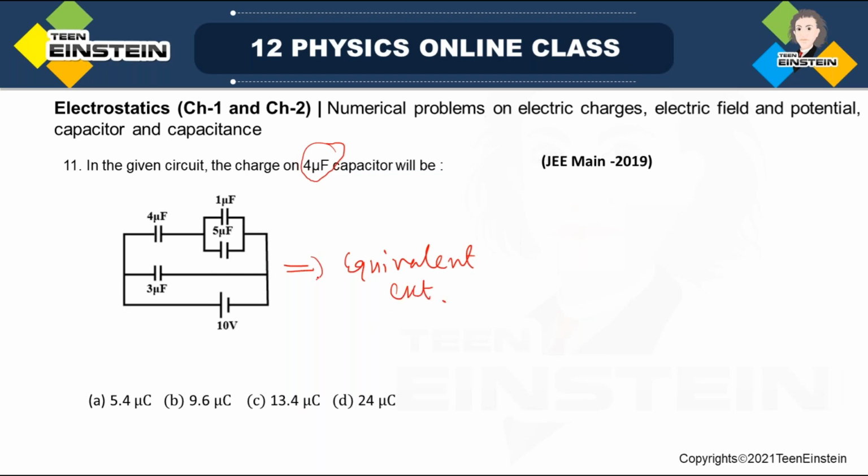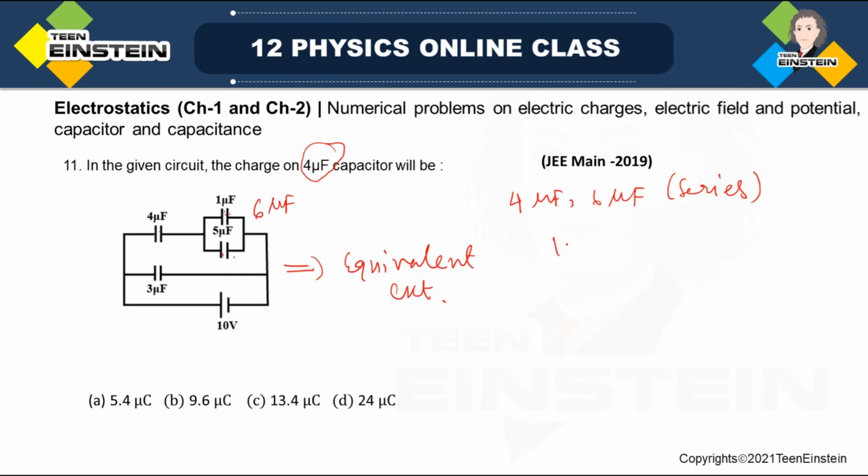Okay, so what will be the equivalent circuit? These are parallel combination. You have to find out the equivalent of that. So this will give you this, since they are parallel. So I can write 6 microfarad, so a single capacitor, and this is 4. So see this 4 microfarad and 6 microfarad. Now they are in series.